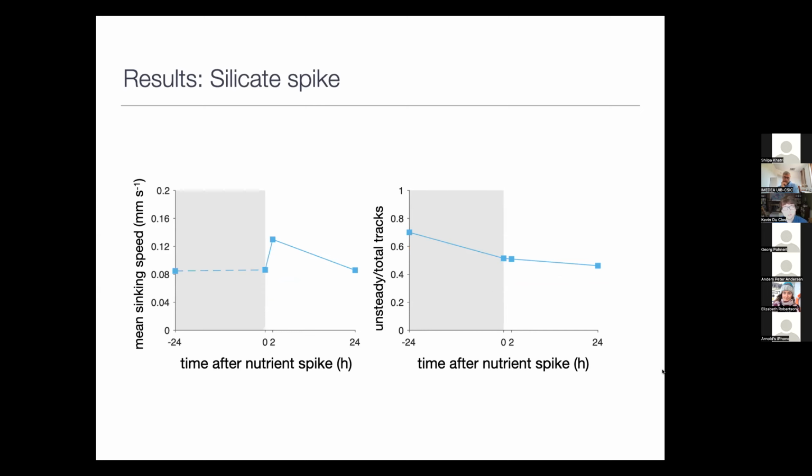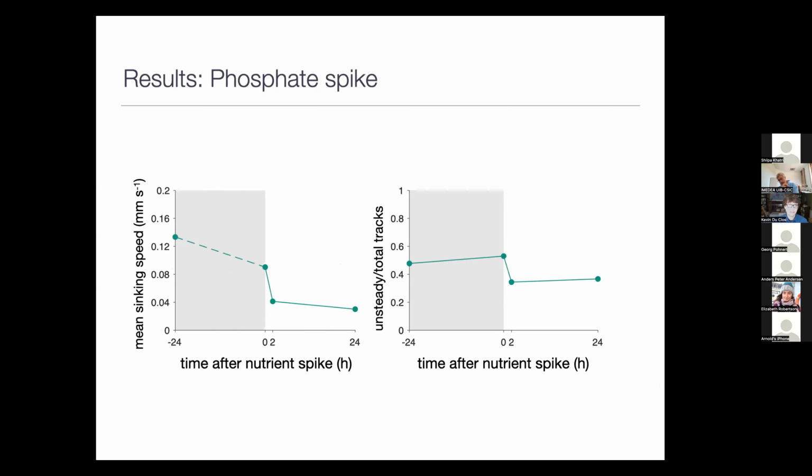We see a similar result for a silicate. After the addition of the silicate spike at time 0, we see a great increase in mean sinking speed. Here we don't see any significant change in unsteady sinking. And then if we contrast this with phosphate, we see that actually the spike of the nutrient has caused a decrease in the mean sinking speed and a decrease in unsteady sinking.